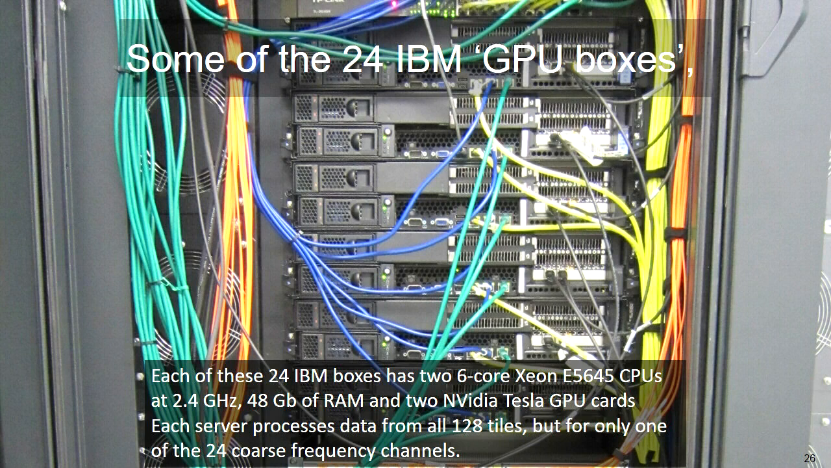So each of these IBM boxes has got twin GPUs. We were going to use one of them for the correlator and another one for real-time analysis, but the guys writing the real-time analysis failed. So we actually have one GPU spare, which is kind of handy. Each one of those servers processes data from all 128 tiles, but for only one of the coarse channels. Everything we do with this telescope is entirely I/O limited. We're limited by how fast we can get data into the box over the Ethernet, and we're limited by how fast we can get data over the PCI bus from the Ethernet card into the GPU and then back out again. So we don't do load sharing or VMs or anything like that. We're operating on the bare hardware.